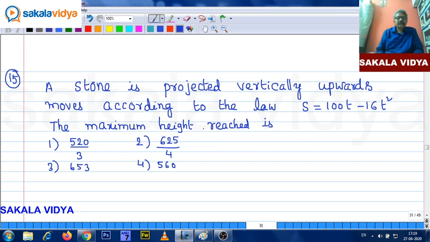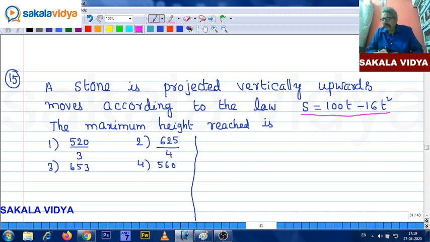So, now a stone is projected vertically upwards, moves according to the law S is equal to 100t minus 16t square. The maximum height reached by the stone you need to find out. In physics we have h max is equal to u square by 2g, the formula we have in physics, you can do it. Okay.